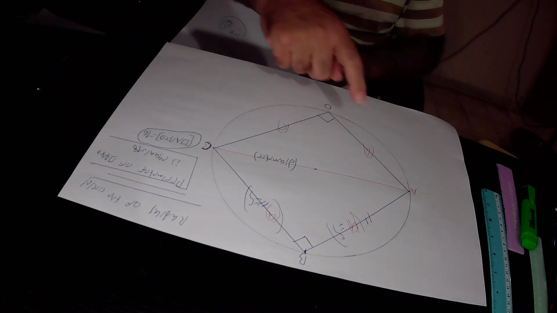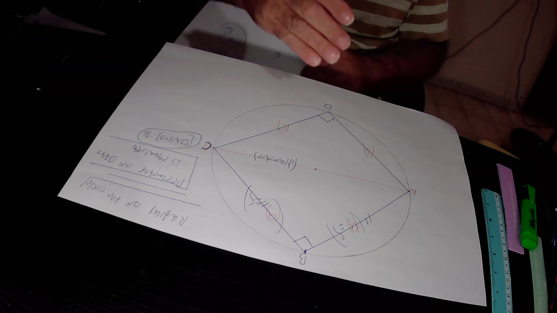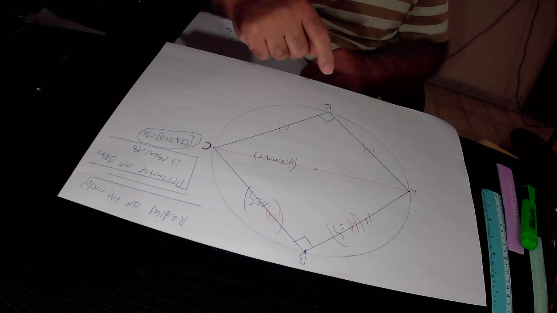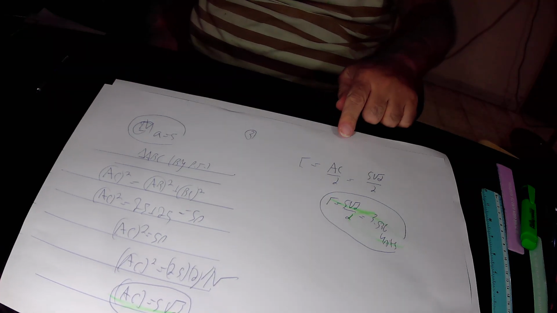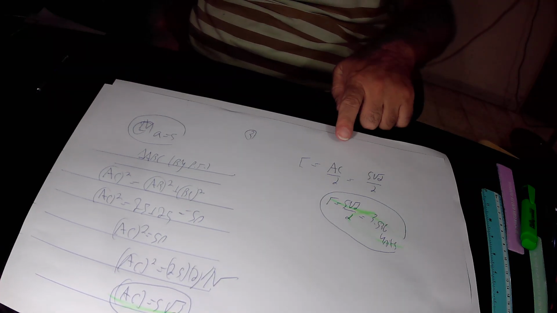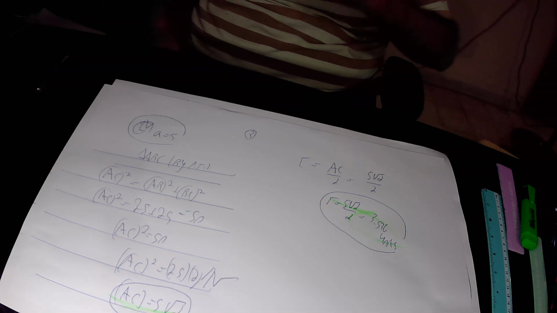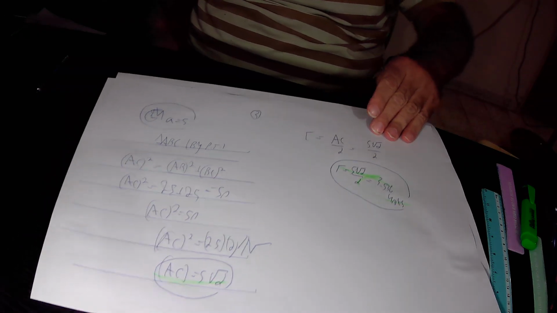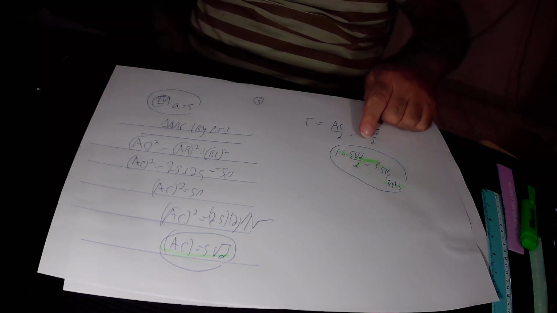AC is the hypotenuse of the triangle, but AC is also the diameter of the circle. If the diameter of the circle is AC, it means that the radius must be equal to AC over 2. So the radius that we are looking for in our question is equal to the diameter AC over 2. The diameter AC is 5 times square root of 2, so 5 times square root of 2 over 2 is the radius of the circle. So in total, we found that the radius of this circle equals 5 times square root of 2 over 2 units.